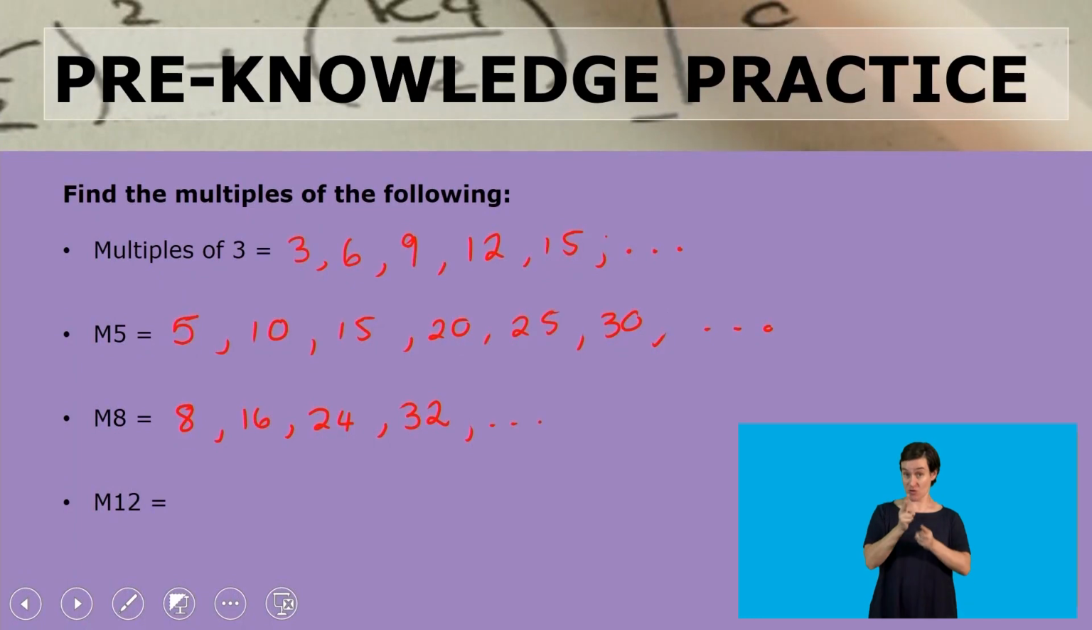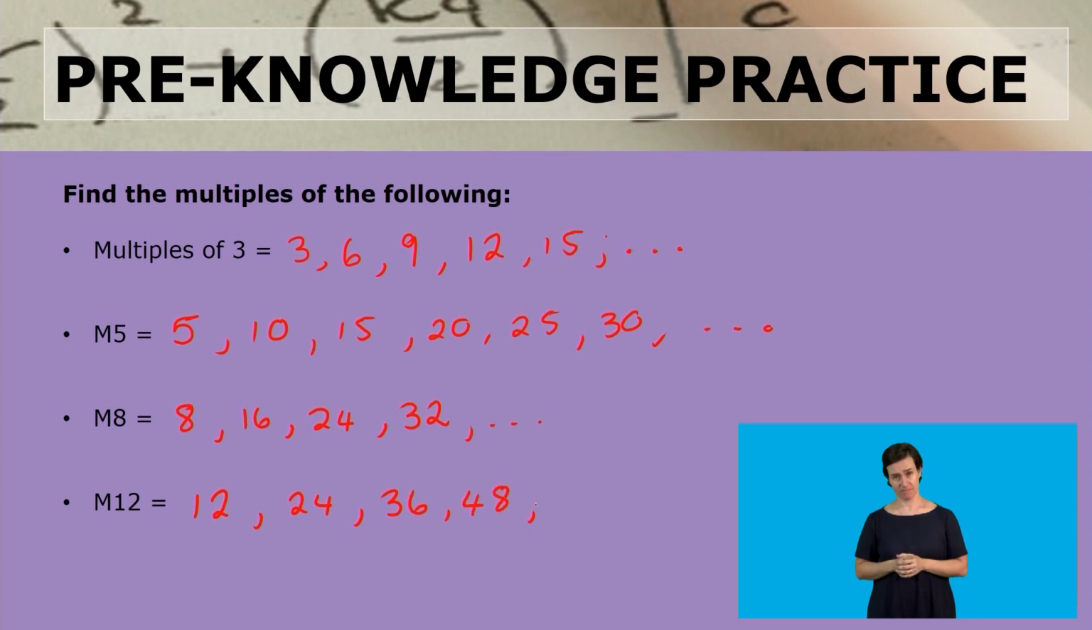Let's go to the multiples of 12. Do you know how to list the multiples of 12? Let's list them. So we have 12, 24, 36, 48, 60, and you can continue with that indefinitely. Remember, multiples can continue until infinity. So now we've listed the multiples of numbers.